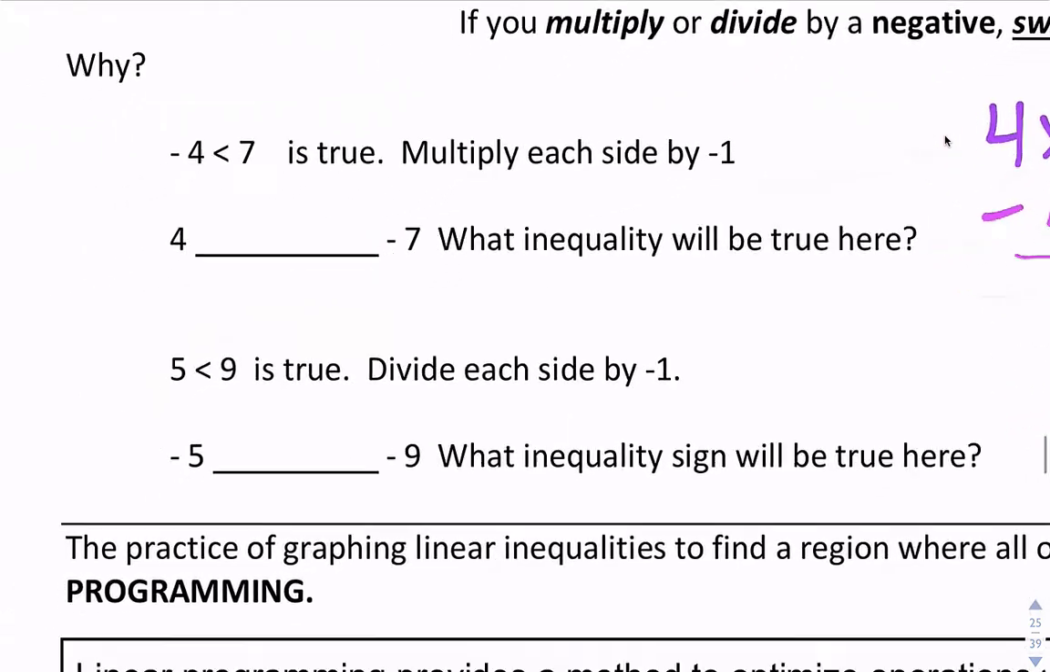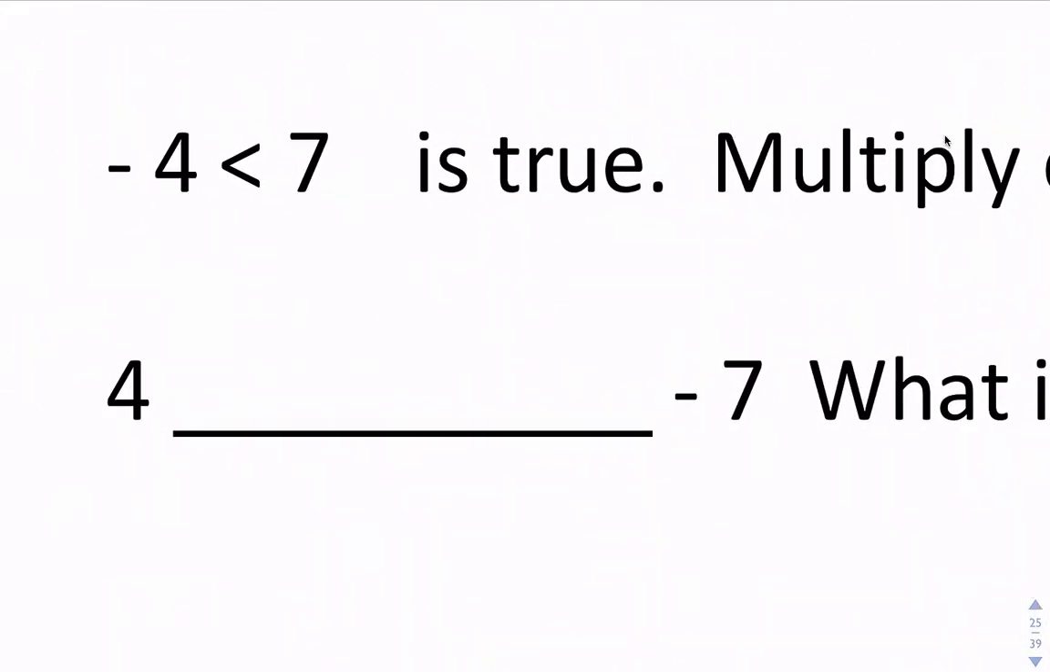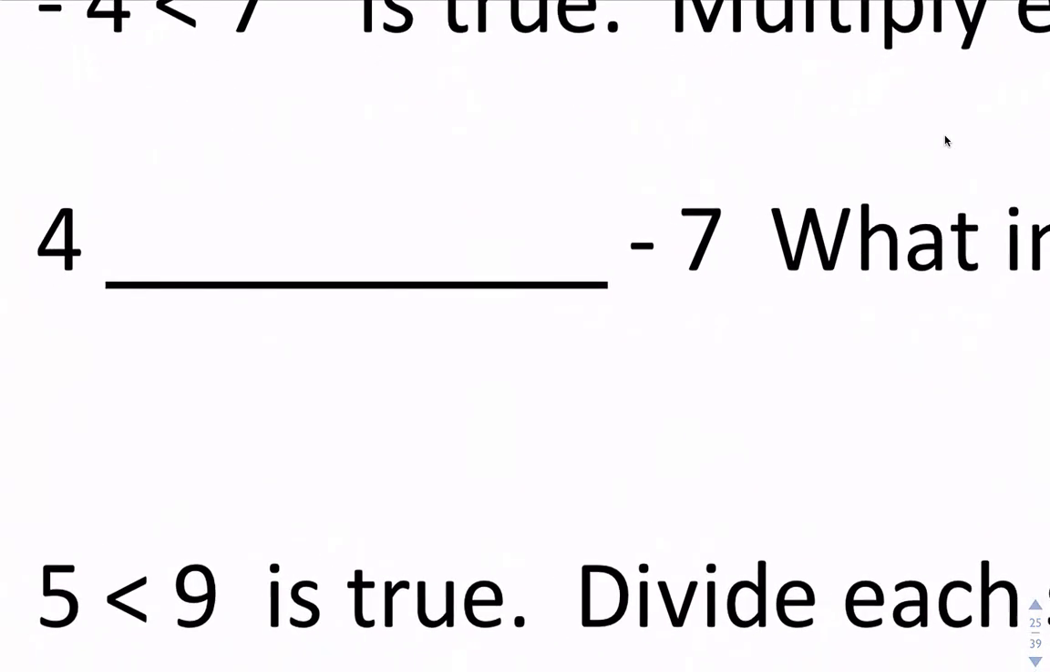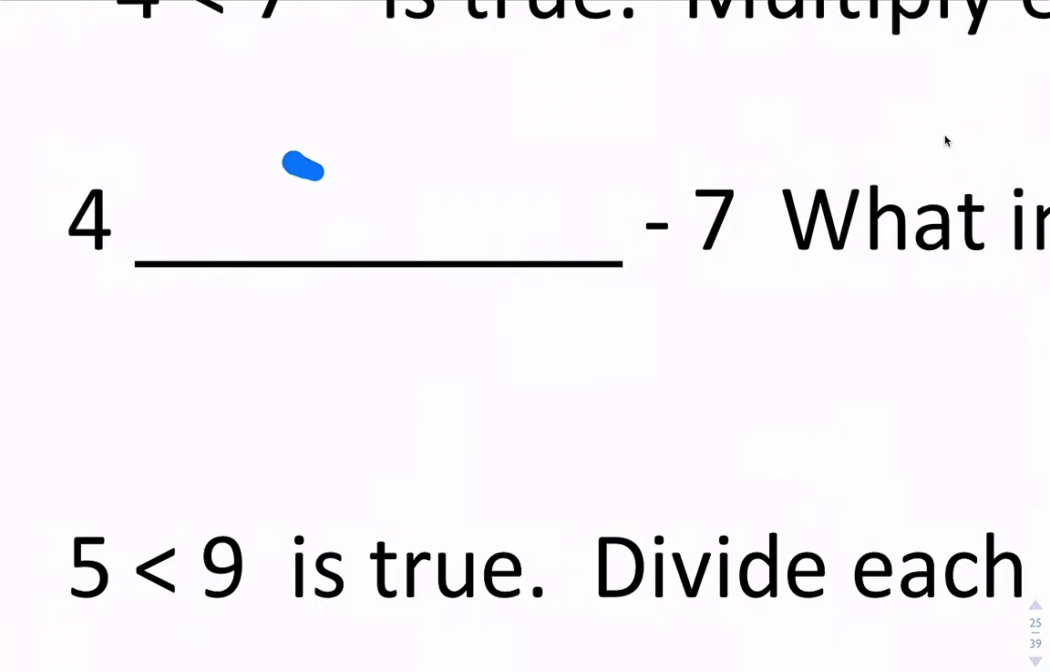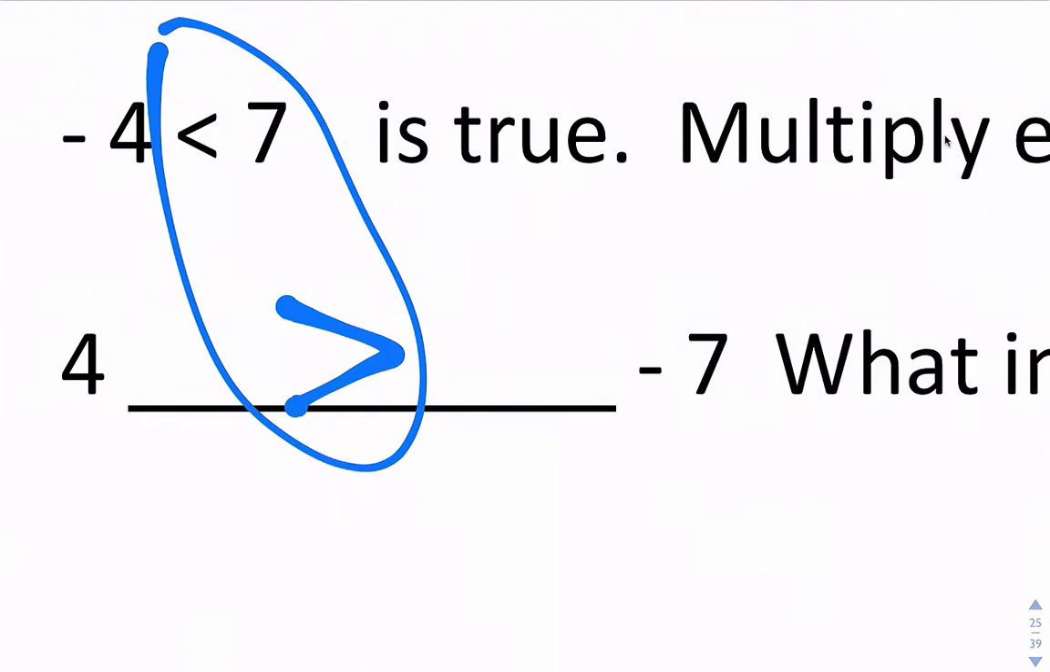Here's why. So let's imagine we start with negative 4, which is less than 7, and that is true. Negative 4 is less than 7. Let's say we multiply each of those sides by negative 1. We will get 4 is greater than negative 7. So notice we switch the sign when we multiplied by a negative.